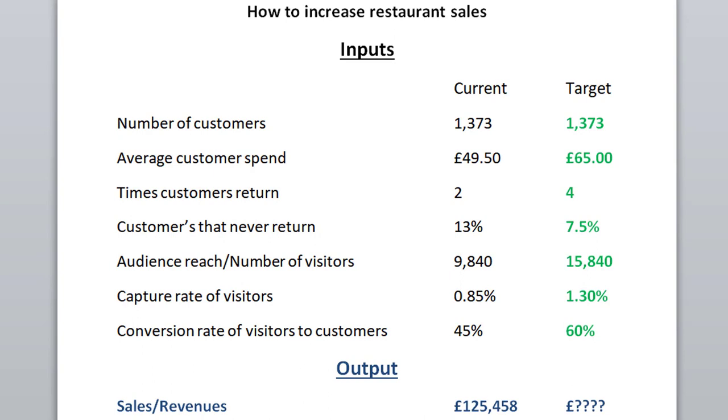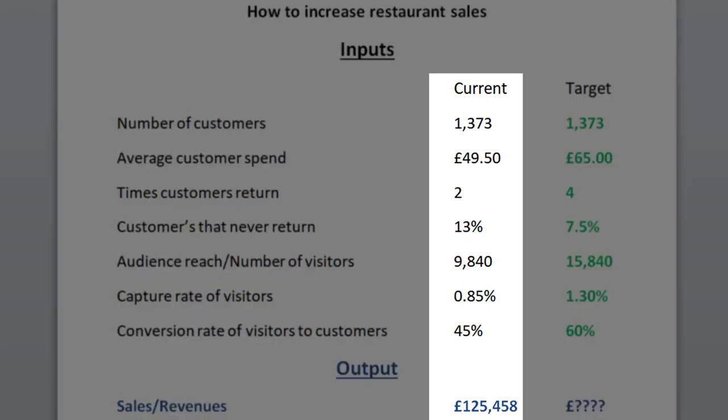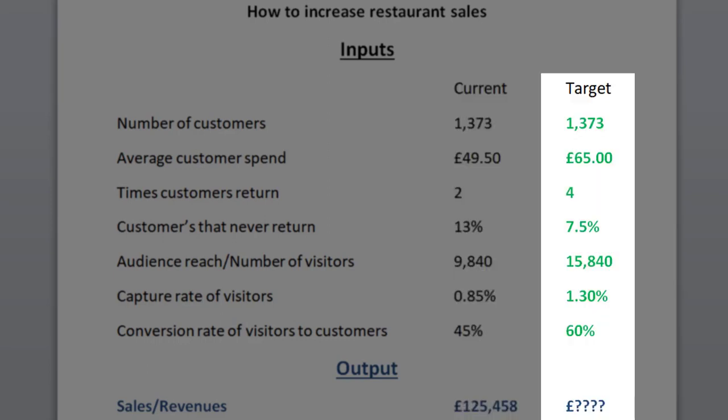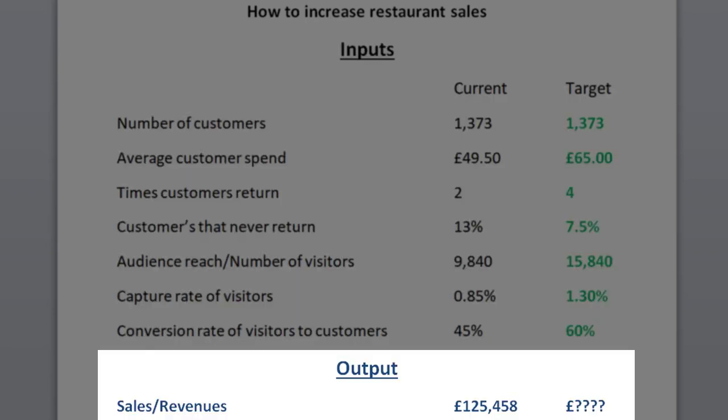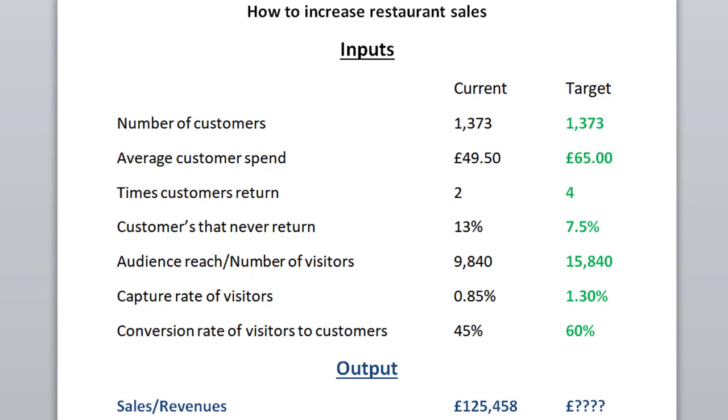So what we have in front of us now is a summary of numbers of a restaurant business. And this summary is made up of 2 columns, our current numbers and our targeted numbers. The top section of this document represents the inputs, and then the bottom section represents the outputs. And it's the inputs that have a direct impact on the sales or revenue, and in this case of the restaurant business. So let's go through those numbers one by one.